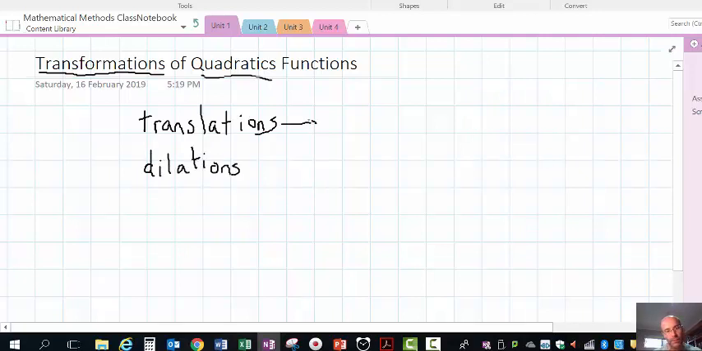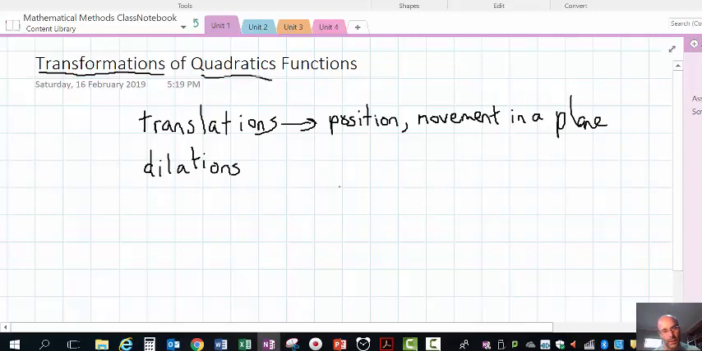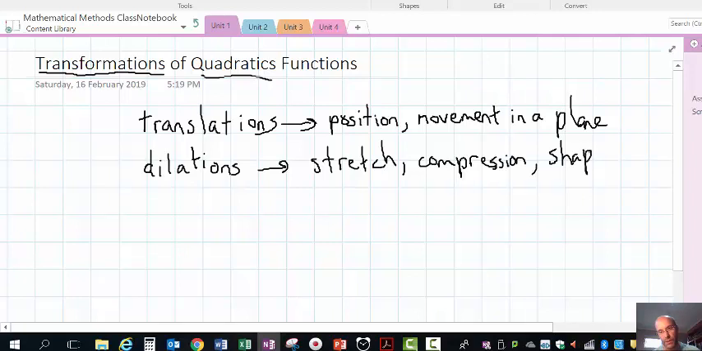Now that's about, if you remember your basic geometry from your earlier grades, translations slide things, so that's about position and movement. Movement in a plane. And the other one, dilation, is a shape change, so it's like stretching or compression. And it's the important thing, it's a shape. It's about the shape, the change in the shape.